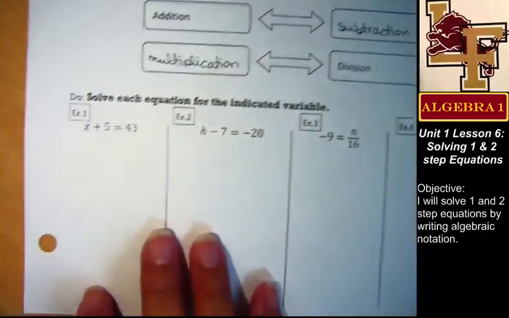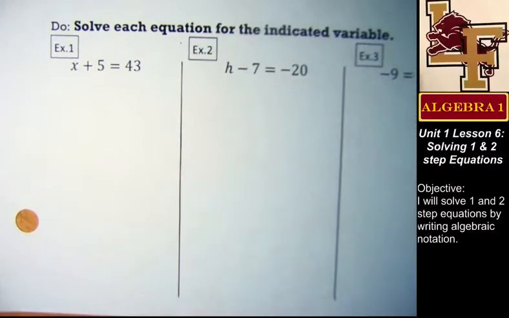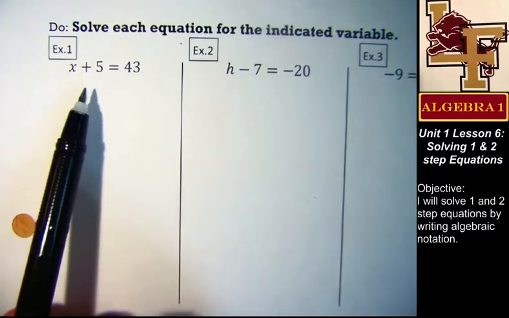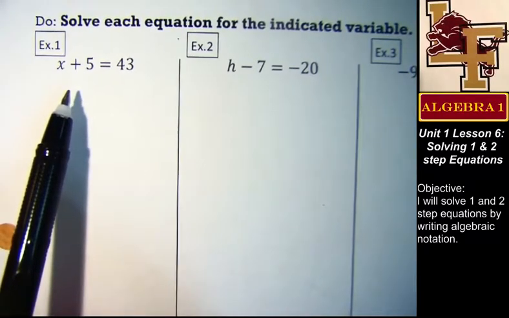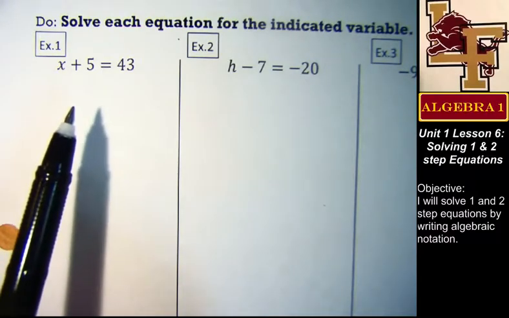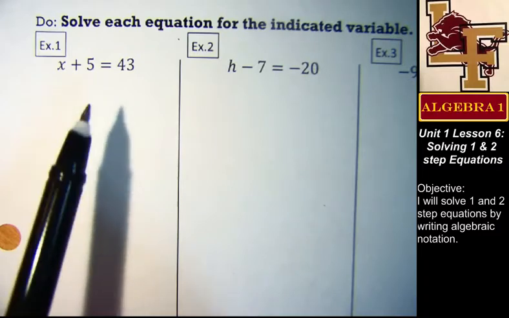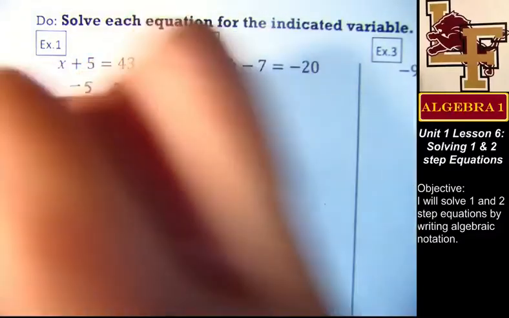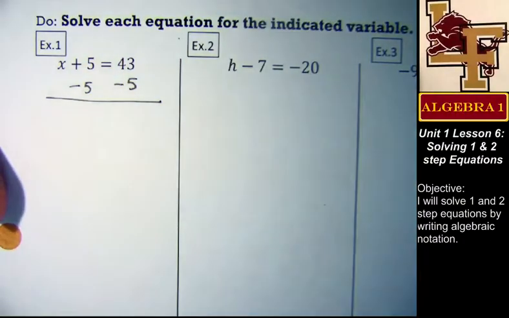All right, I'm going to look at example number 1. Where is the variable? At the beginning, the very first thing that we see, it's the x. Good job. What's happening to it? Being added by 5. So I want to undo add by 5. What do I do? Subtract, because that's the opposite of addition. What am I subtracting? 5 from 43. The 5 I'm subtracting from 43 because I want to get rid of the 5. And I'm subtracting from the 43 as well because what I do to one side, I have to do to the other.